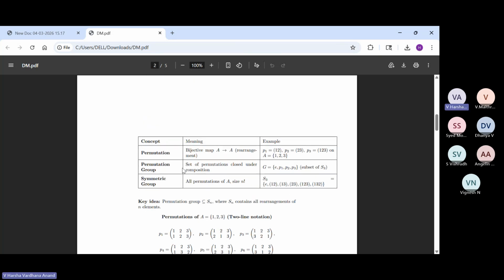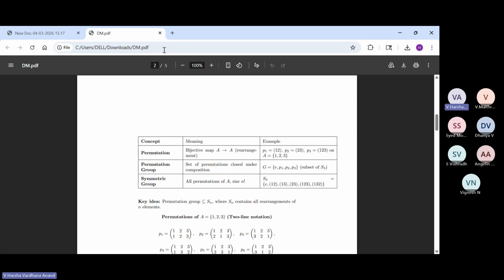So next, again we'll go back to the idea of group. We'll go to permutation groups and symmetric groups. Okay. So what is a permutation group?